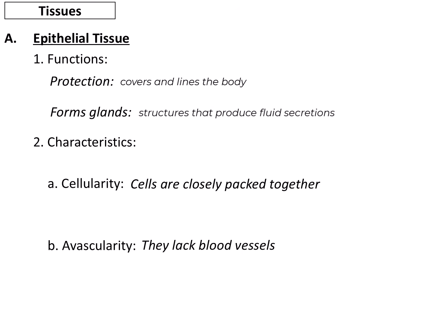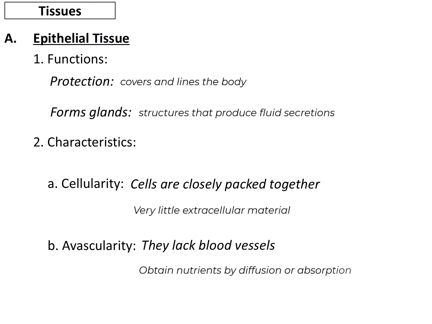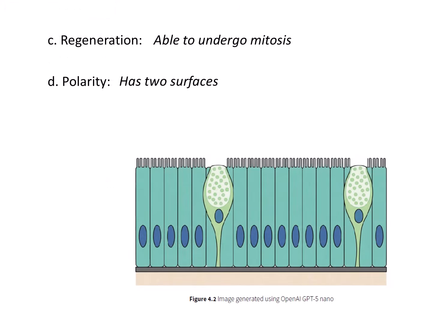There are 4 characteristics associated with epithelial tissues. The first is cellularity. This refers to the cells being closely packed together and there's very little space or extracellular material between cells. The second characteristic is avascularity. Avascular means these tissues lack blood vessels, so they must attain their nutrients by diffusion or absorption. What avascularity means is that you will not see blood vessels running through epithelial tissues, but instead you find them near the tissue.